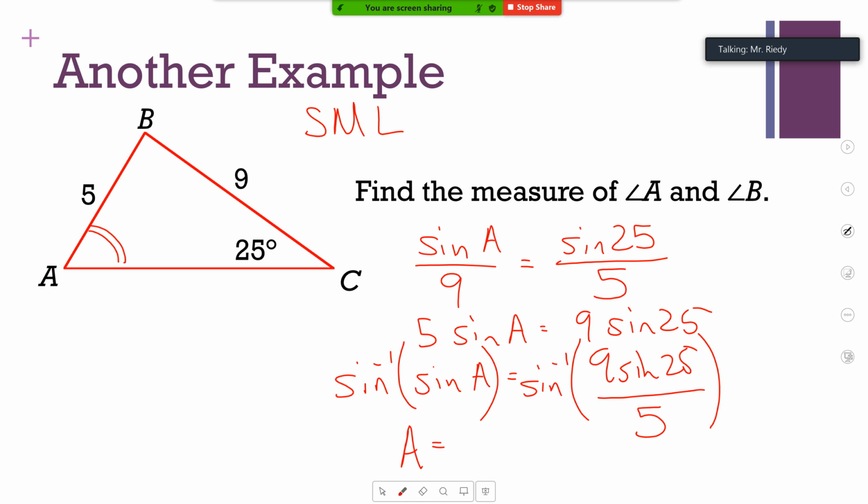Emma, what do you got? I got 49.5. I got the same thing. And those are degrees. Good. Okay, so then I cheat. I cheat by saying, okay, angle B, which is the one I'm missing, is going to be equal to 180 minus 25 minus 49.5. Whatever that is. 180 minus 25 minus 49.5. 105.5.